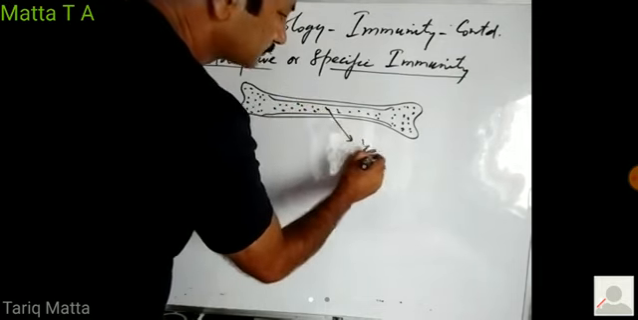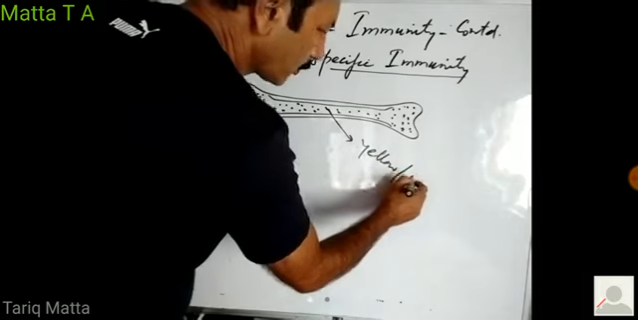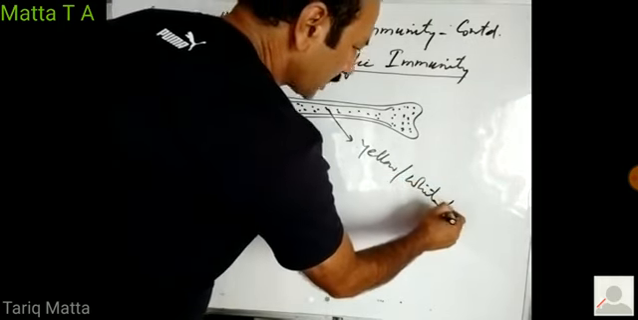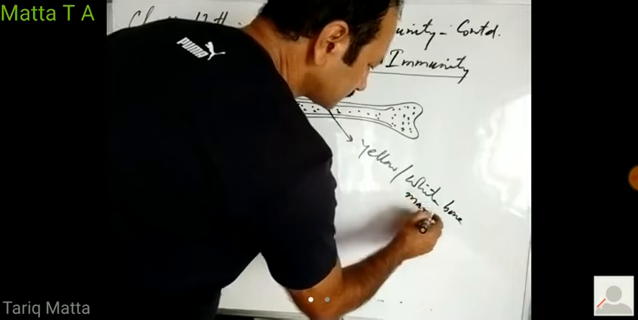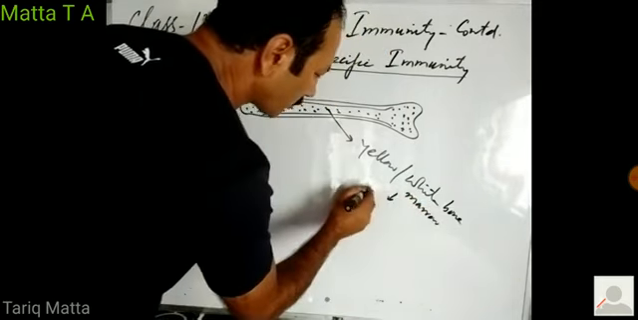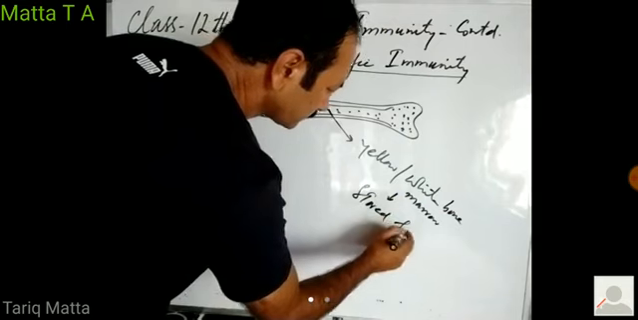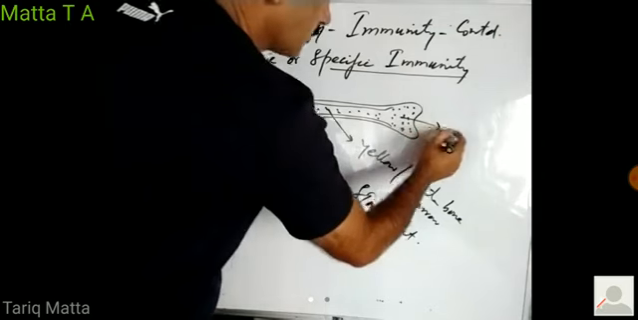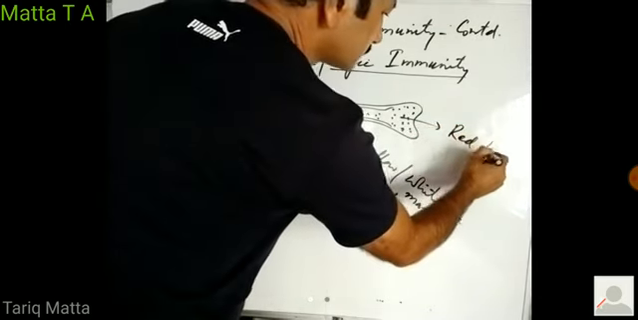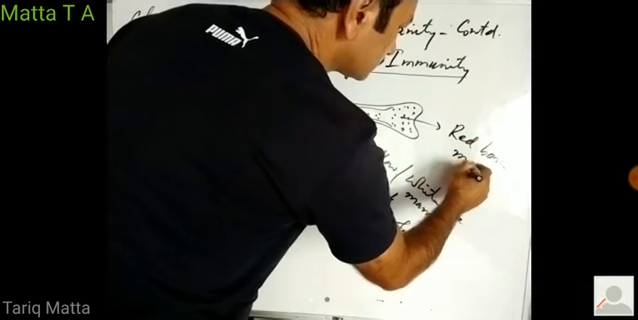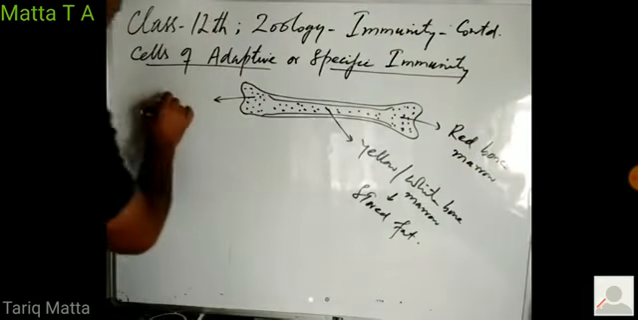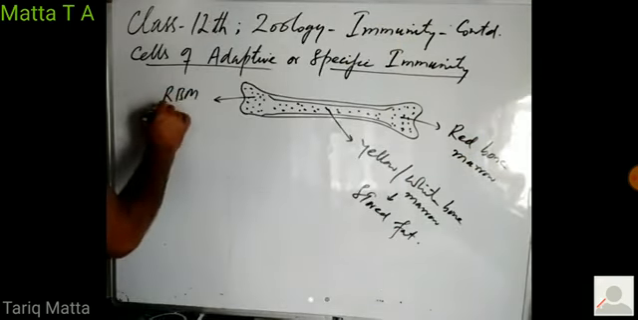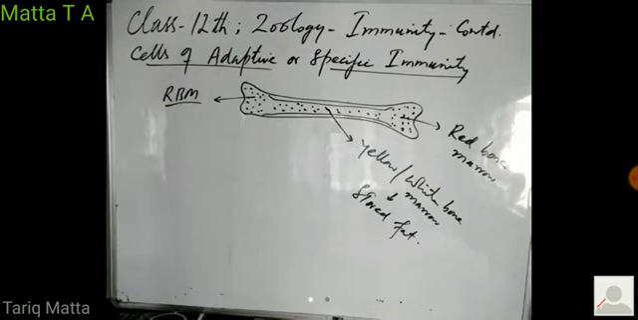This is yellow or white bone marrow. This is mostly stored fat. Whereas at the ends of the bone, we have red bone marrow. This red bone marrow has some stem cells in it, from which all the blood cells are produced.